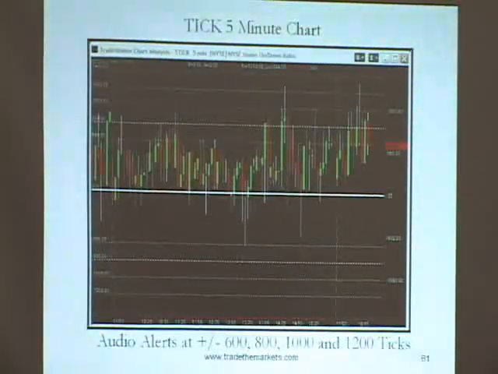But what will happen is with the audio alerts, I just want to have each horizontal line be very distinctive so I know what it means.